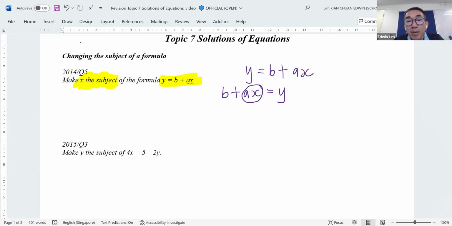I will say bye-bye to b. So how do I get rid of plus b? I can actually minus b. The left-hand side minus b, so right-hand side, I will also minus b. So after I've done this, what is left? Realize I can remove the b, I'm left with ax equals y minus b.